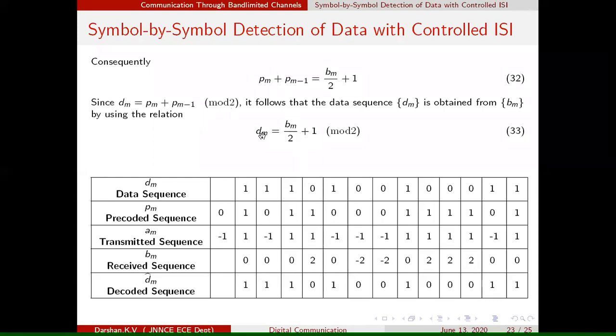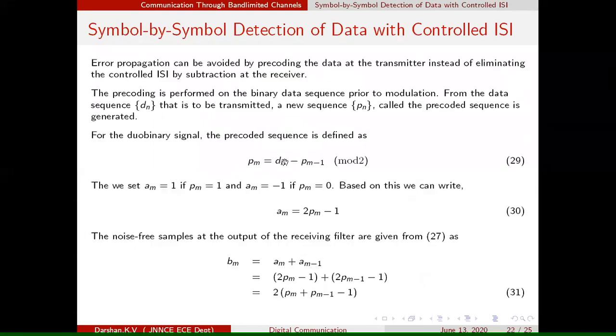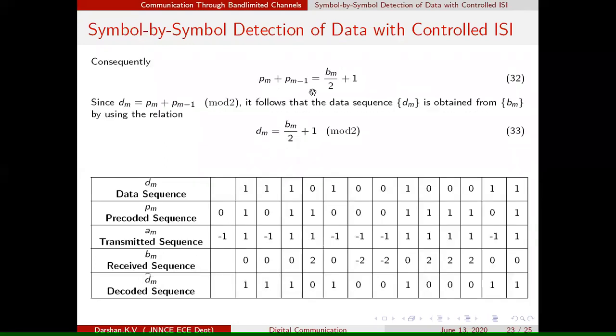How did we get this Dm? We have used equation number 29: Pm plus Pm minus 1 is equal to Dm. On using this, in the LHS we can substitute Dm. So Dm is equal to, what is the answer? Bm by 2 plus 1.